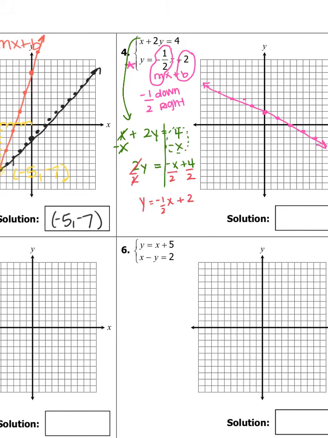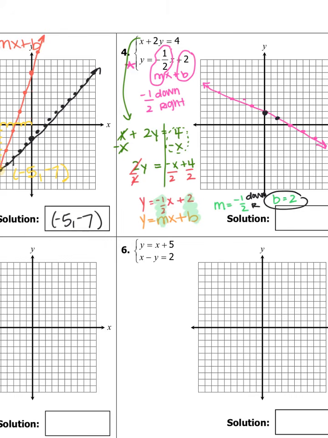So this is now in slope-intercept form because it looks like y equals mx plus b. All right, so our m, our slope, is -1/2, and our b is 2. So that means when I go to graph this, I'm going to start at 2 on the y-axis, which is right there. And then it wants me to go down 1 and right 2.